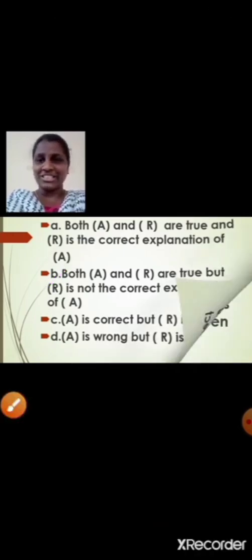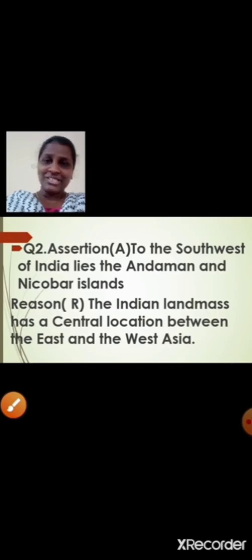Students, one more question. Be ready to give the answer. The question given is assertion. To the southwest of India lies the Andaman and Nicobar Islands. Is it correct sentence, students? Does the Andaman and Nicobar Islands lie towards the southwest of India? No, towards the southeast, right? So this statement is wrong. So assertion given is wrong, okay?